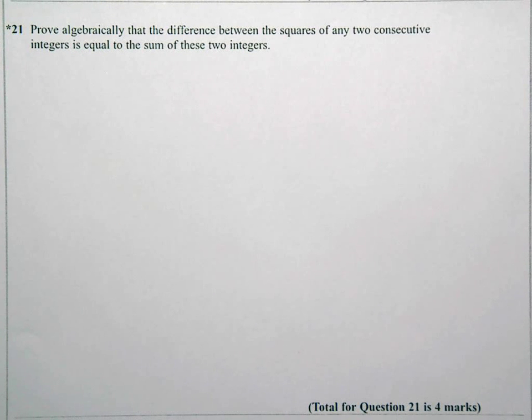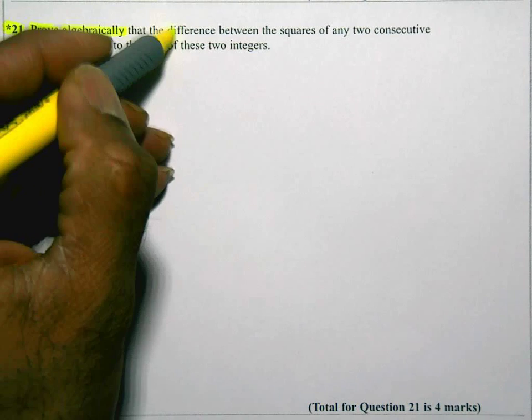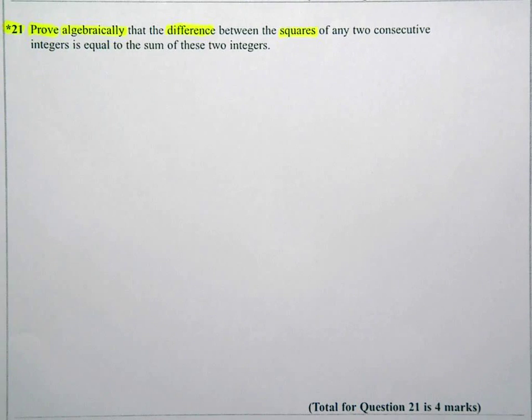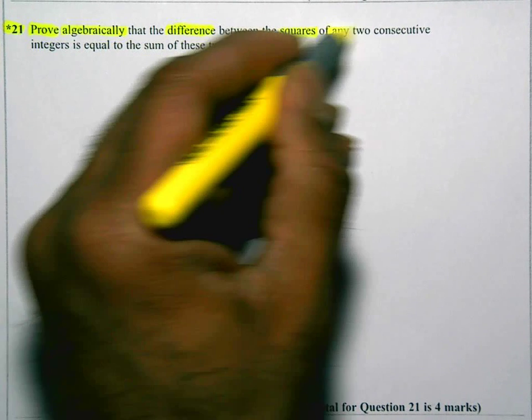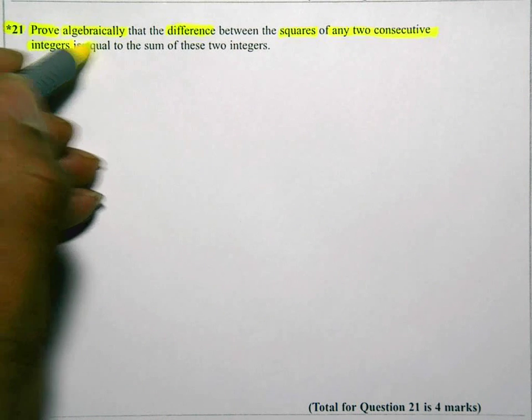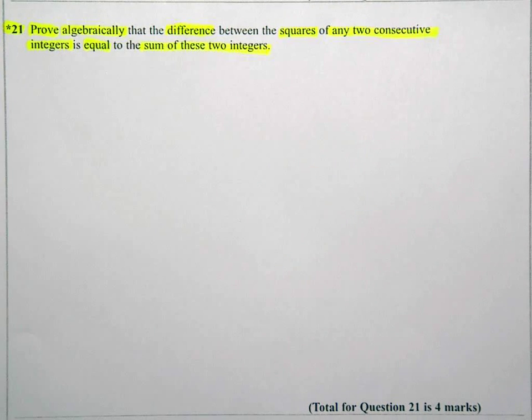Okay, here's question 21. This is quite a unique question. The first thing I recognize is that there's a star next to the question. And the question says, prove algebraically that the difference between the squares of any two consecutive integers is equal to the sum of the two integers. So, although quite short, there's quite a lot here, and this question is worth 4 marks.